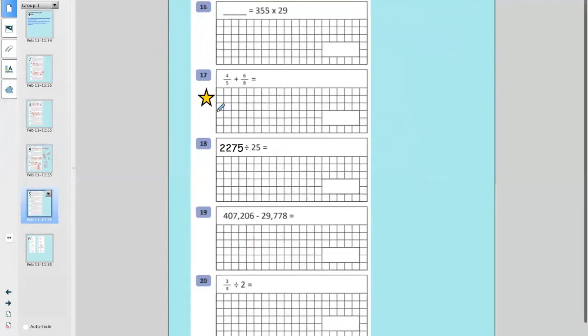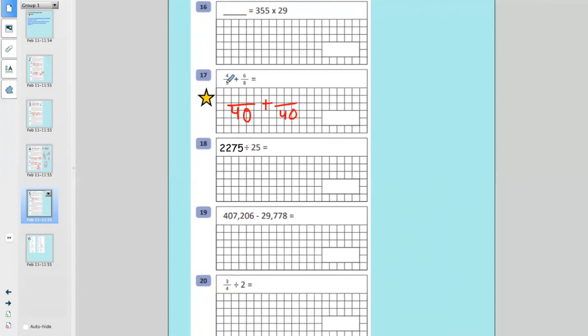Okay, and now let's look at question 17. We've got 4/5 plus 6/8. Now we have to make our denominators the same so that we can add our numerators together. Hopefully you would have thought about finding your lowest common multiple of 5 and 8, and hopefully you should have got 40. So that is our denominator for both of our fractions.